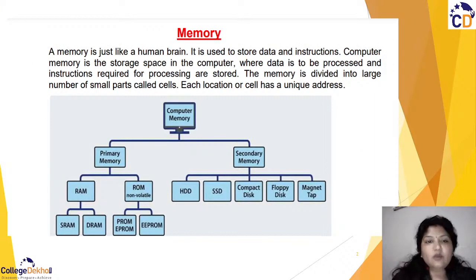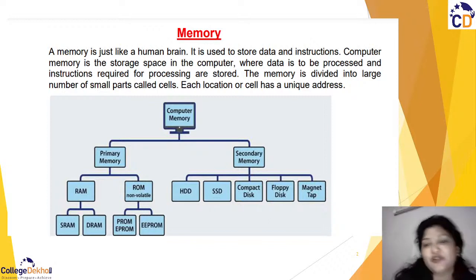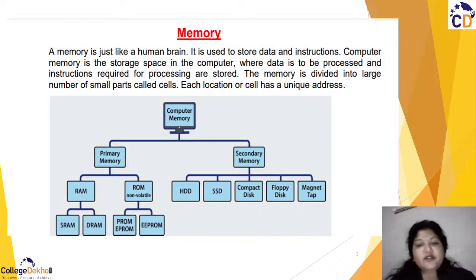So let us see what a memory is. Memory is like our brain, right? It stores something. A memory is just like our human brain. It is used to store data and instructions. Like we store some memories, we store some feelings. So whatever we store in our brain, like hardware also, we have to store some data, some instructions.